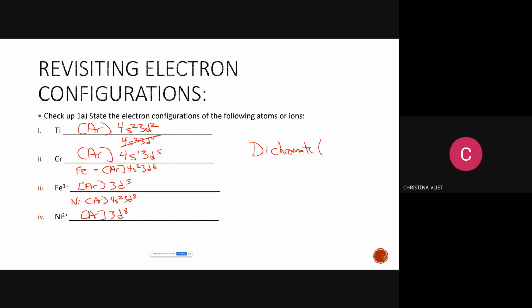Cr2O7. Dichromate has that little 2- afterwards because chromium has the oxidation number of +6. And that's the maximum it can have because you can take the 1 electron away from the s and then the 5 away from the d, and that gets it to its nearest noble gas. So that's the maximum stable oxidation number.